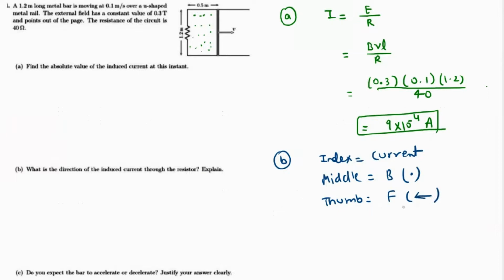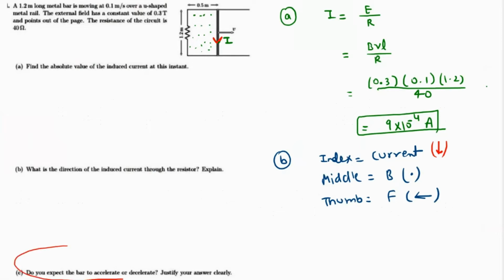So if we put our right hand like this, such that the middle finger is out of the page and the thumb is towards the left, the index finger is actually pointing downwards, which means this will be the current. The direction will be downwards. So the current is moving downwards, as indicated over here.